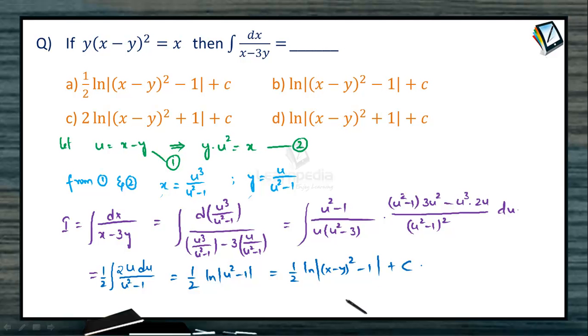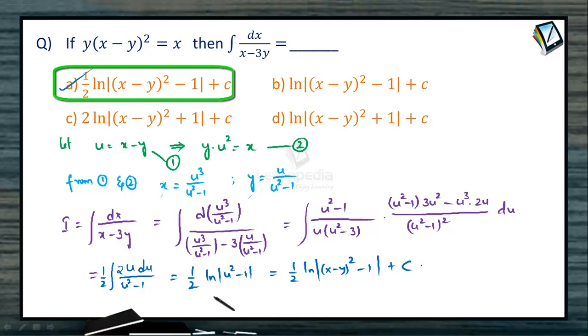Let's see which option it is satisfying. Half times ln of (x minus y) whole square minus 1 plus c, which is presented as option A. So even though we don't have a function of x and y clearly, still we can convert both x and y as combinations of u and get the integral, and finally replace u in terms of x minus y, right?